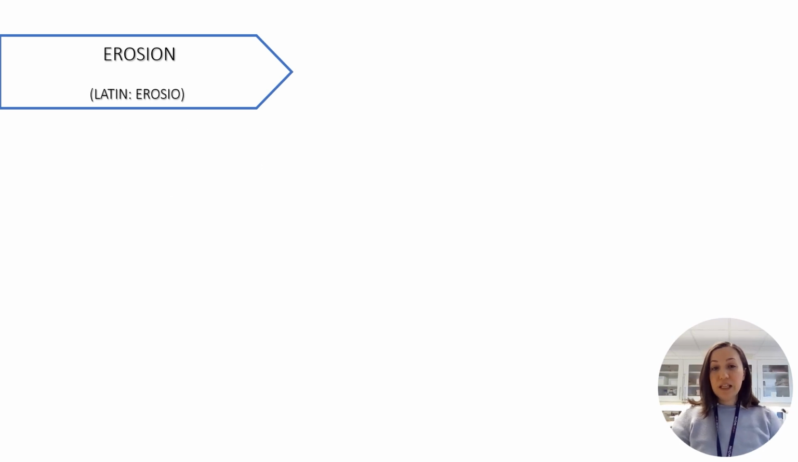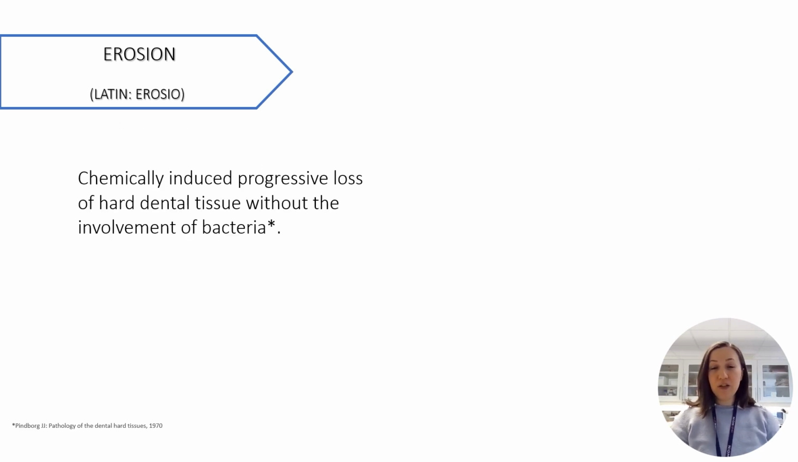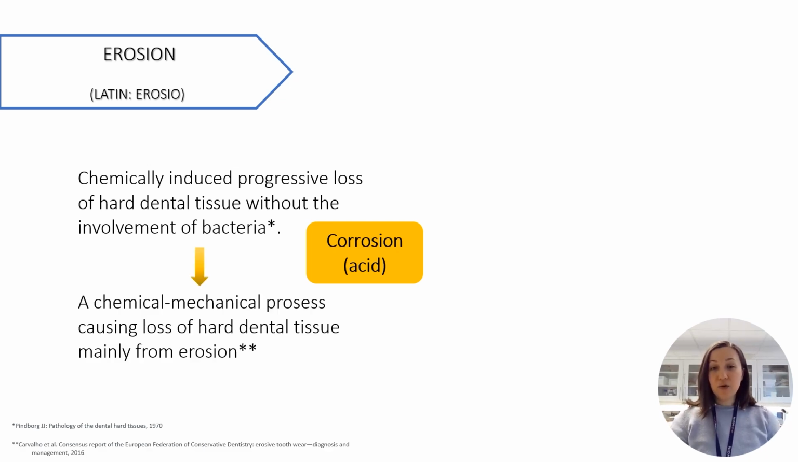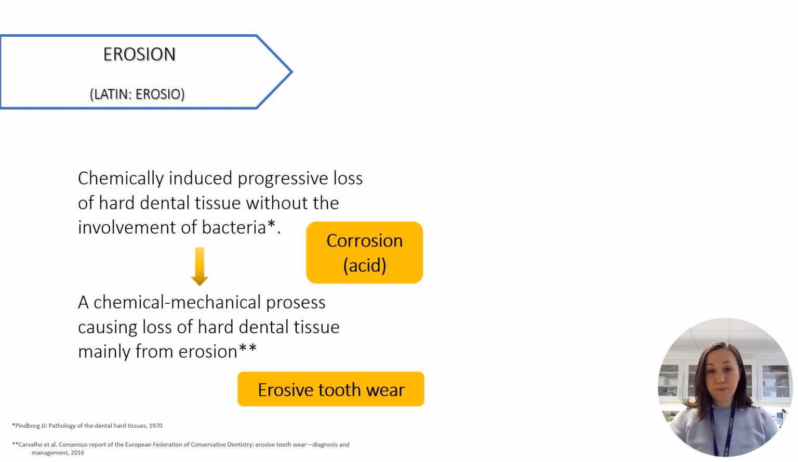So previously, erosion was defined as chemically induced progressive loss of hard dental tissue without the involvement of bacteria, meaning that this is a solely corrosive process caused by acid. And then later on, a new definition was introduced, referring to it as a chemical-mechanical process causing loss of hard dental tissue mainly from erosions, and the term erosive tooth wear was accepted.